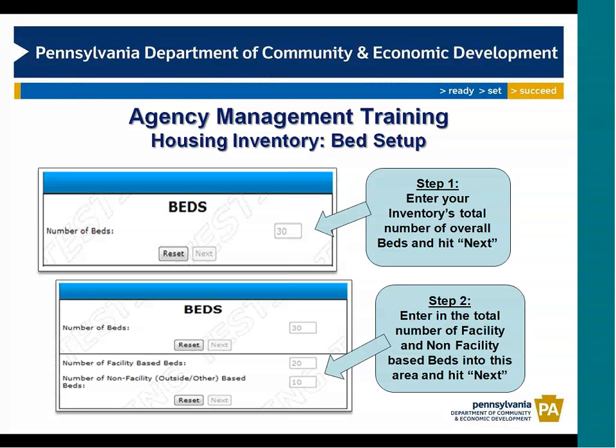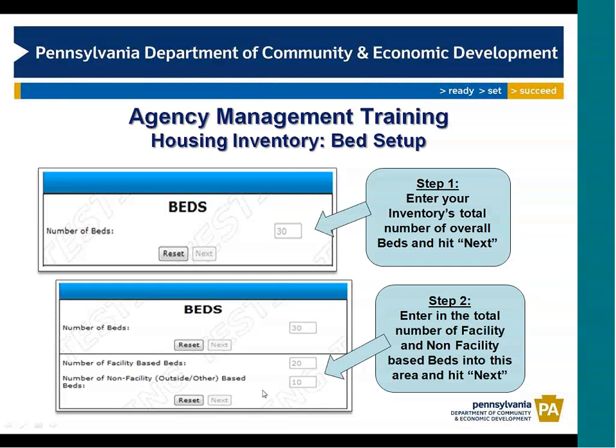Now, with the bed setup, the first thing it asks for is just the number of beds. It's the number of physical beds associated with the specific program. Once you enter that, it opens up the screens. As you hit next, it builds upon the answers that you have, and it always validates backwards. So you enter in 30 here, and you hit next with beds. Then it opens up a second question, and this is where it splits it out between facility beds and non-facility beds.